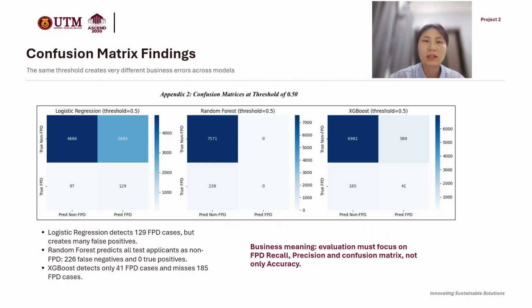And this slide explains the confusion matrix results. Logistic regression detects more FPD cases, but it also creates many false positives. Random forest predicts all test applicants as non-FPD, so it misses all risky FPD customers. XGBoost detects only part of the FPD cases and still misses many actual FPD customers. So the confusion matrices show the real business errors behind the metrics.